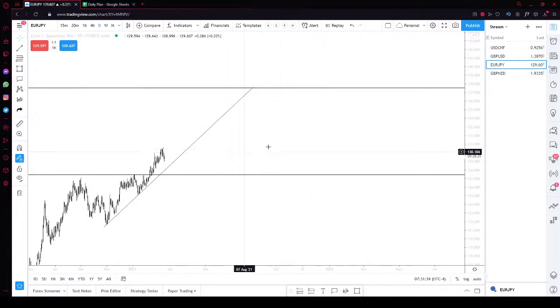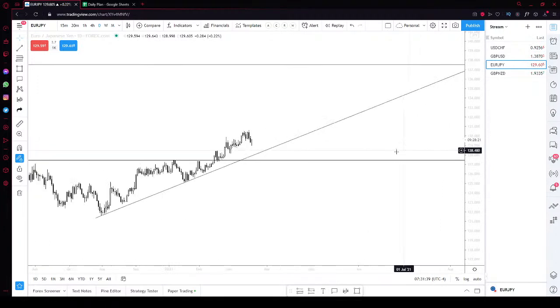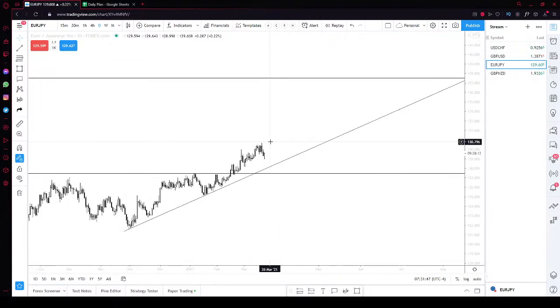Ultimately, I'm looking for this to go up overall in the long term, and I'll hold true to that until price breaks this low here. Long term, I'm looking for it to continue up.